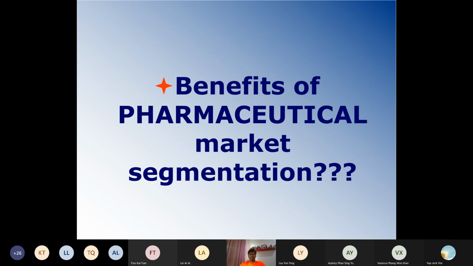As I said, the benefit of pharmaceutical marketing segmentation is the same as what we have been discussing. By segmenting the market even within the pharmaceutical sector, one will be able to minimize the waste and free up the resources, and thereby open up new doors for the pharmaceutical organization in the face of pricing cost and demand for affordable healthcare and drug development. That is the objective, that is the benefit of pharmaceutical marketing segmentation.